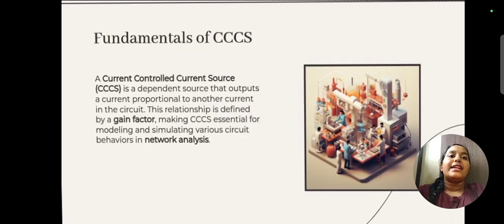Fundamentals of the current controlled current source. The CCCS is a dependent source. The output is a current proportional to another current in the circuit. This relationship is defined by the gain factor, making CCCS essential for modeling and simulating various circuit behaviors in network analysis.